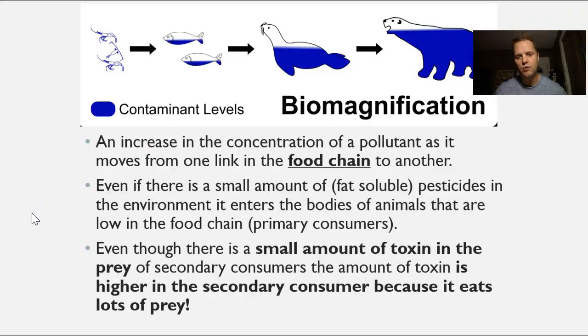Biomagnification is the idea that you increase the concentration of pollutant as it moves from one link in the food chain to another. This is because there's a small amount of fat-soluble pesticides in the environment originally, and it enters the bodies of small animals that are low in the food chain. So even though there's a small amount of toxin in the prey of secondary consumers, the amount of toxins is higher in the secondary consumers because it eats lots of prey. And because you go through this process, the toxin level builds up as it moves up the food chain.